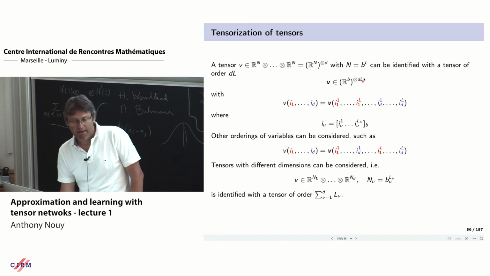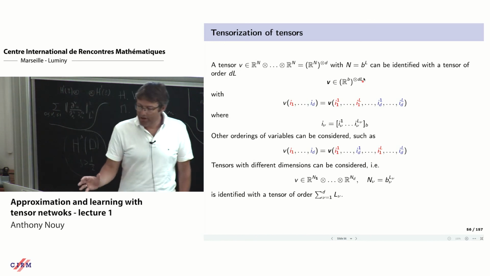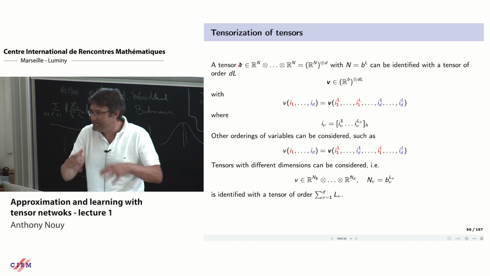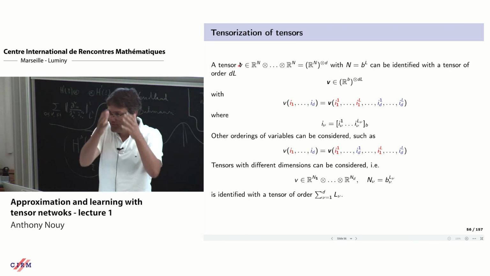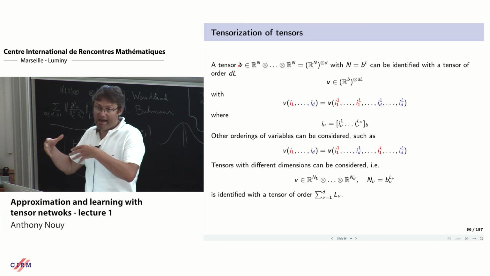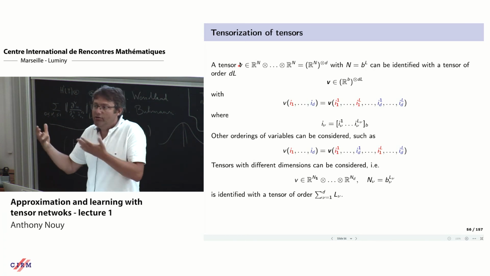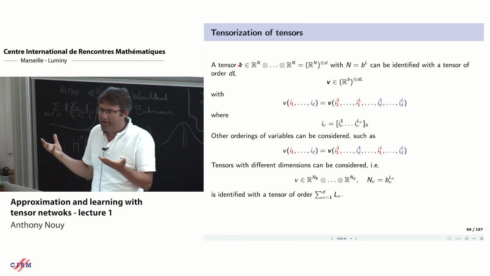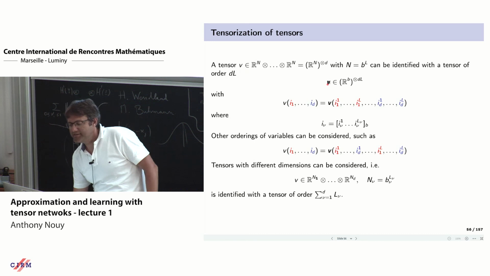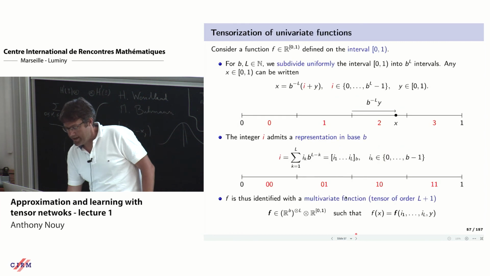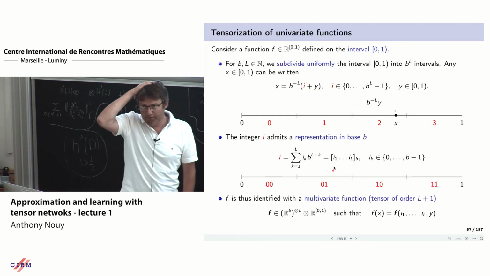Doing this will allow us to exploit some additional structure of these vectors that was not visible initially with the classical representation of your tensor. Here I transform it into a higher order tensor, and I could exploit structures associated with low rank of this new object v that I was not able to exploit by looking at this object directly. This was for vectors.